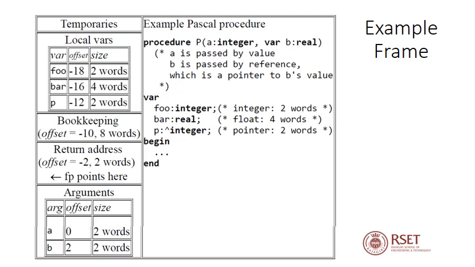Towards the bottom of the activation record, we have the information about the arguments of the procedure. So we have two arguments, argument A and B. We have the offset information. For argument A, offset is 0 and the size is 2 words. For argument B, offset is 2 and size is again 2 words.